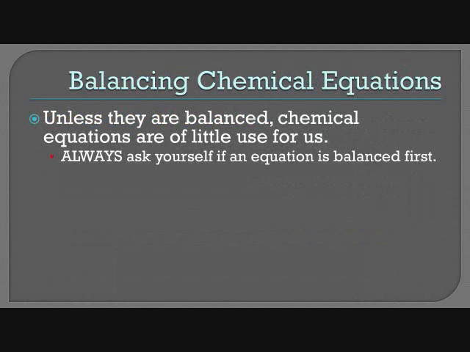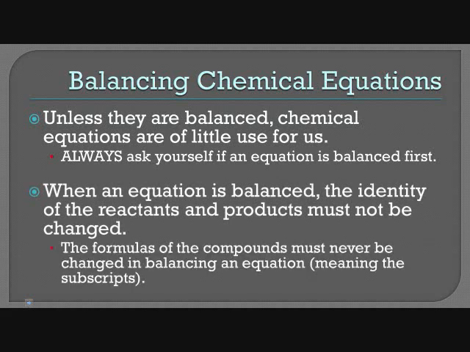Unless they're balanced, chemical equations are of little use to us. So make sure that you always check that if you're given an equation, it's balanced, or if you have to write it, that it's balanced. So the identity of the reactants and products are not changed when it's balanced. All you have to do is make sure that the number of atoms is the same. So you don't change the formulas, meaning the subscripts, the little numbers. You can only add the coefficients in front.